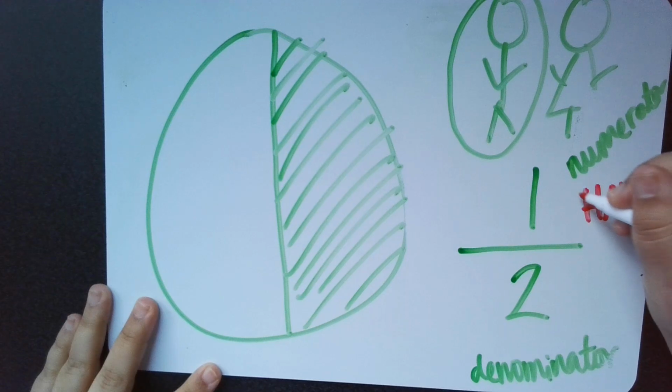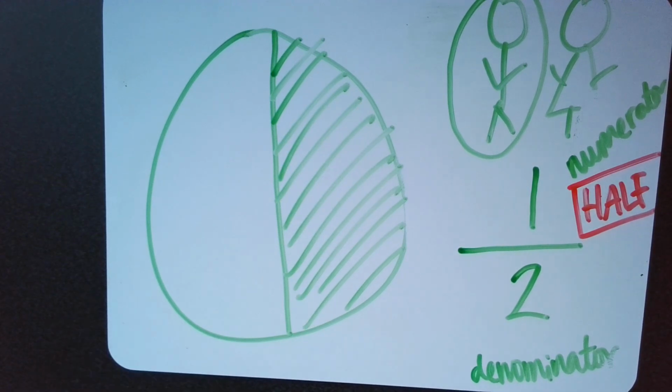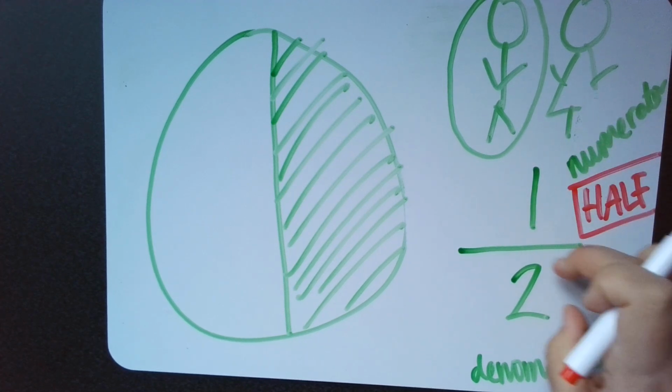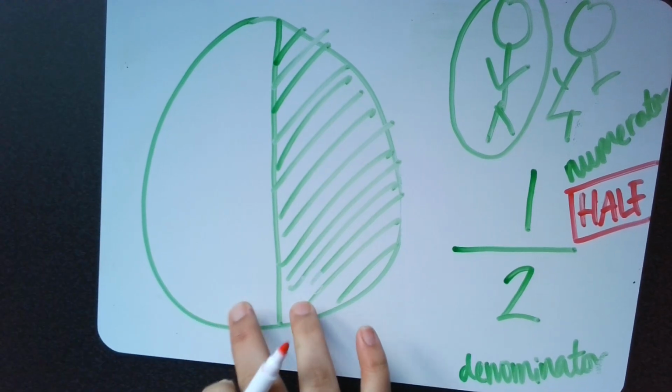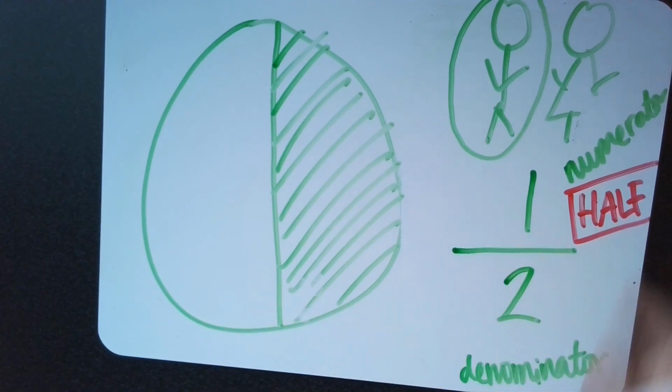This is the exact same as writing half as a fraction, because we've got 1 part that we're looking at and 2 parts altogether. We've divided into 2 equal parts. This is called a half.